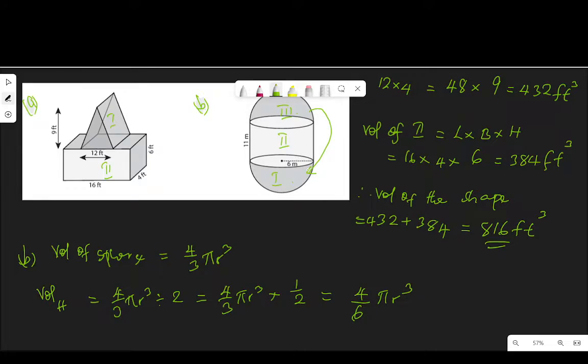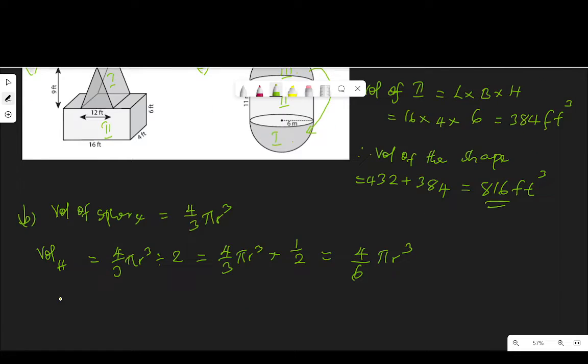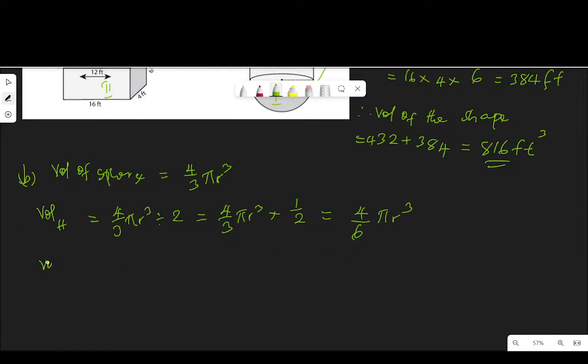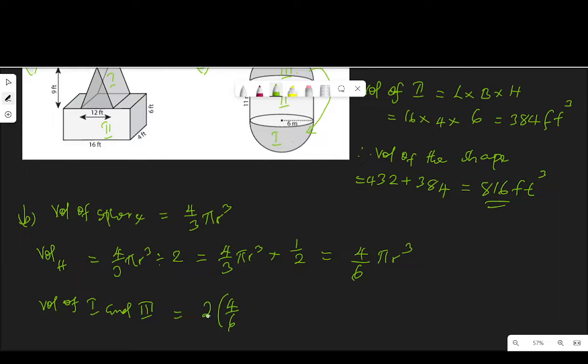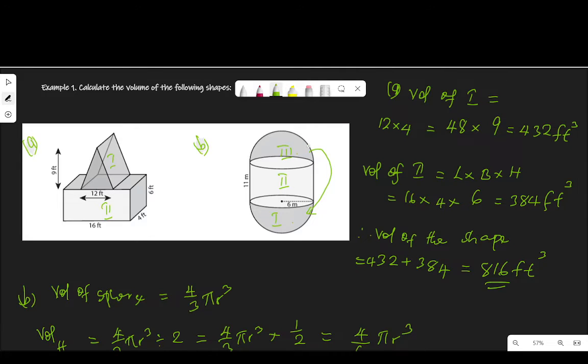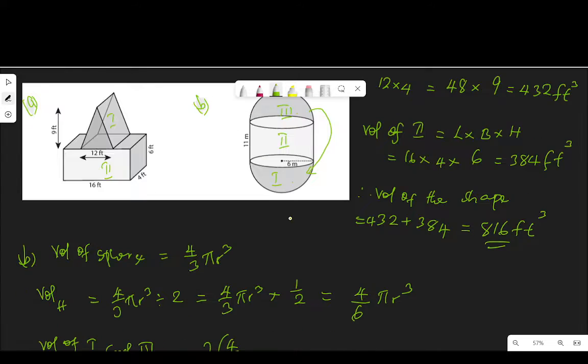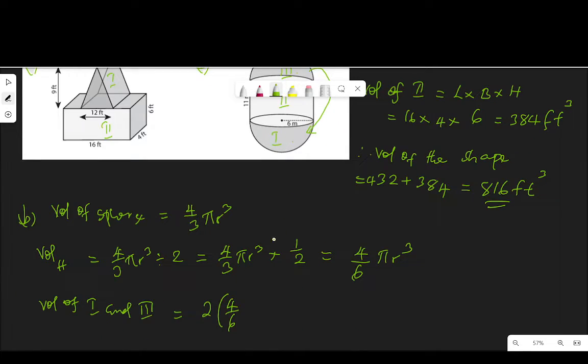The volume of 1 and 3, let me join them together. Volume of I and I will be 2 times this. 2 multiplied by 4/6, multiplying them by 2 because they are exactly the same. This hemisphere on top and this hemisphere below, they are exactly the same. And the radius is 6 meters.